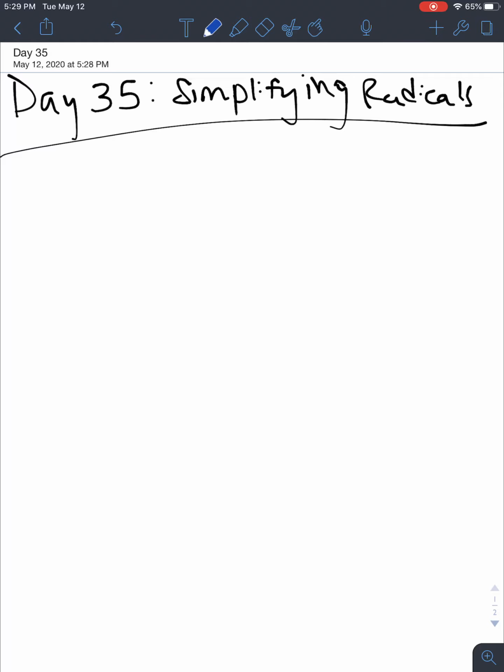Today we're going to be continuing working in section 9.1, working on simplifying radicals. So yesterday we learned a little bit more about the product property, had a little bit more practice with that than we did when we were working with that back in chapter 6. Today we're going to be working with a very similar notion, which is the quotient property.